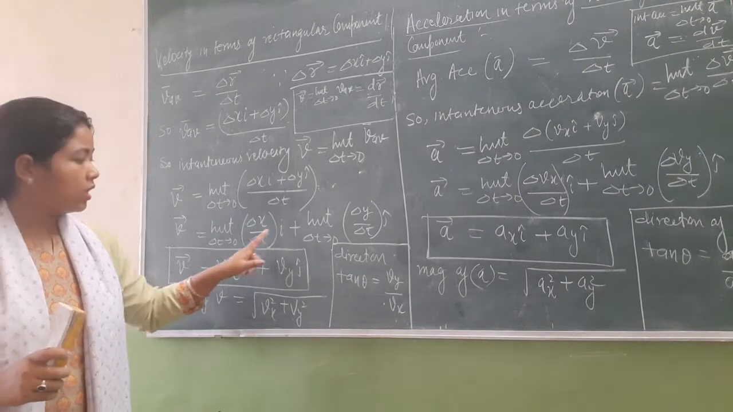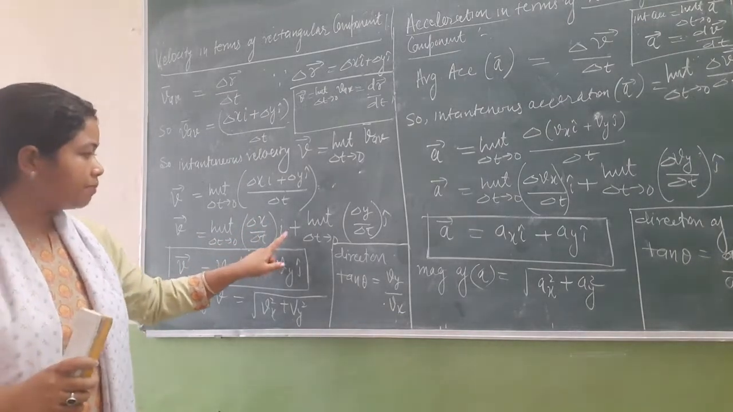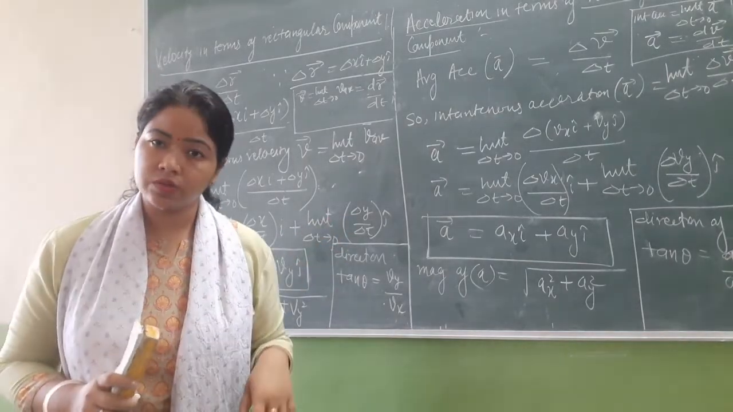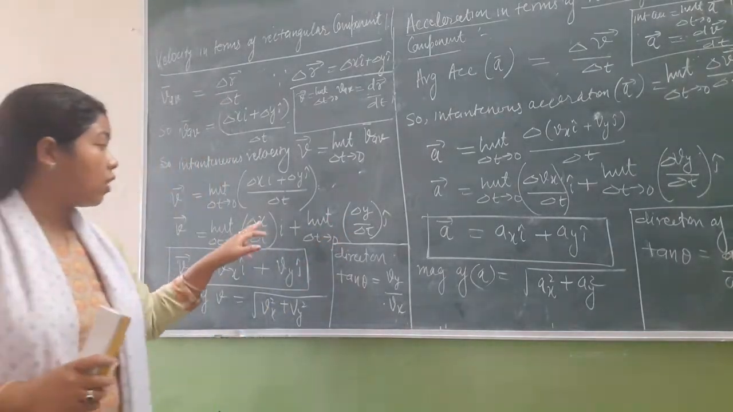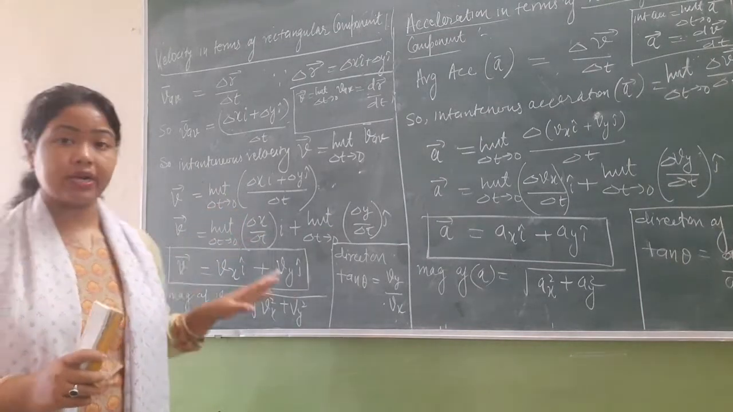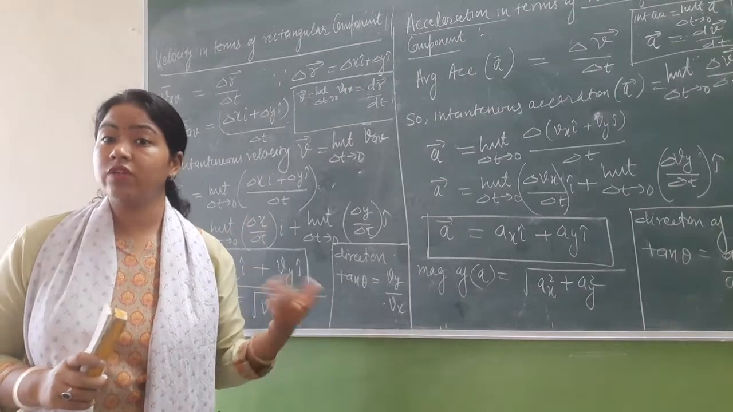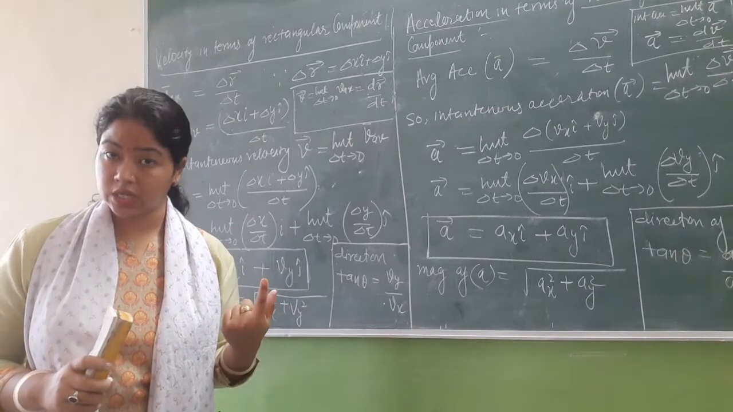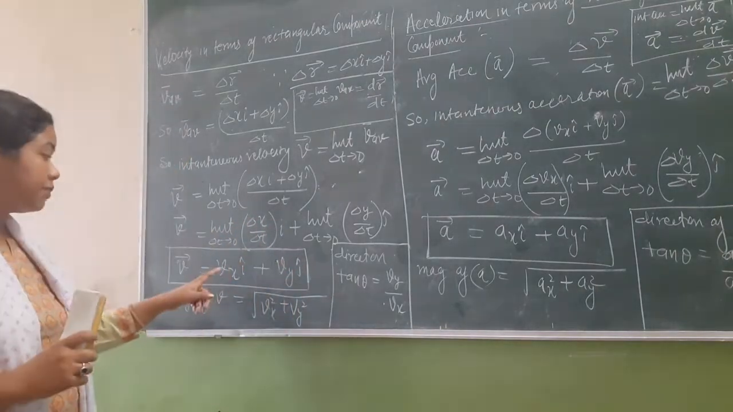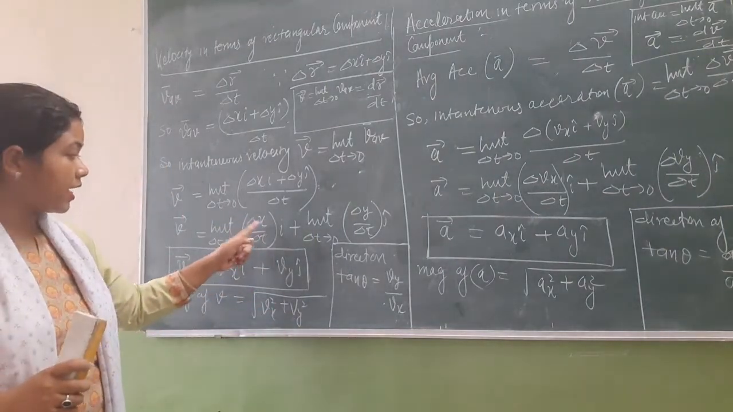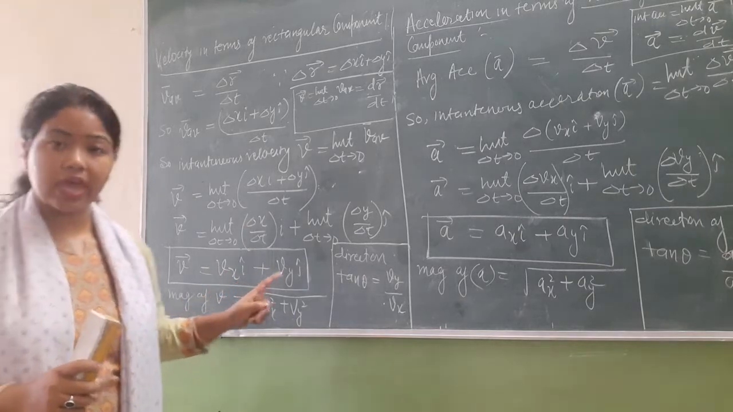Delta t into i, plus limit delta t tends to 0, delta y upon delta t into j. Now this is delta x upon delta t. This is the change in position along the x-axis. Change in position will give us the value of the velocity, along the x-axis, that will be the x component of velocity. So we can write delta x upon delta t as vx.